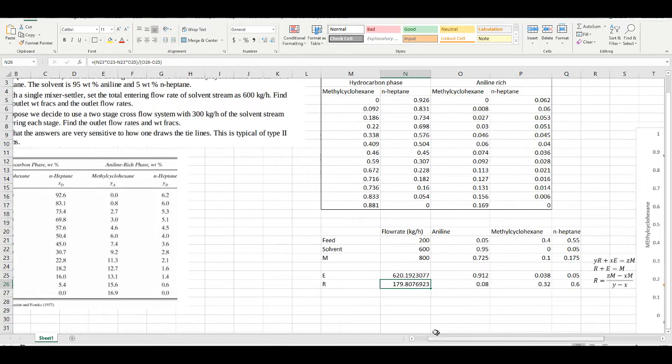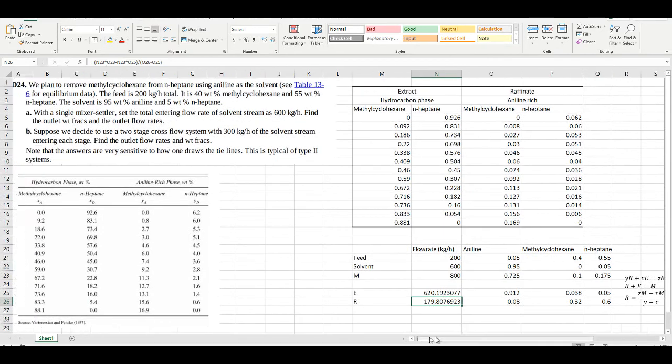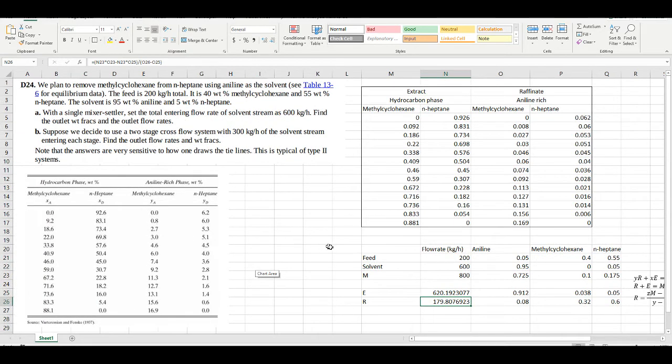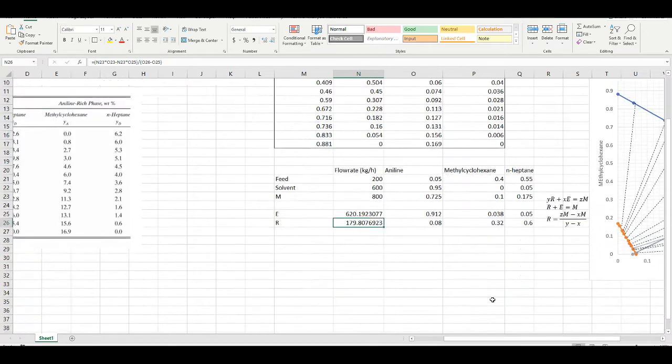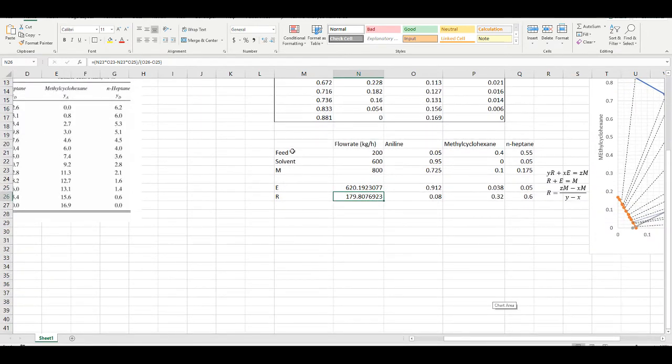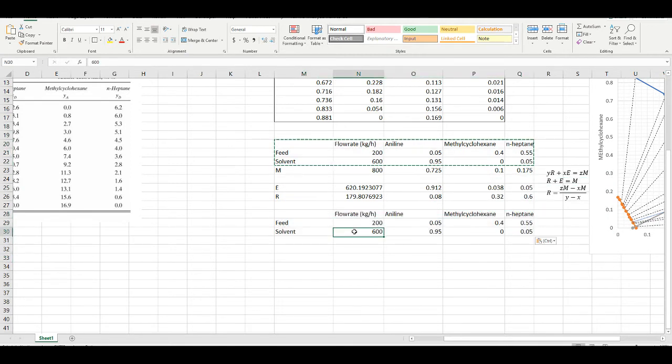Now for problem 2, they're asking us to use a 2-stage cross-flow system with 300 kilograms of solvent. So we're basically taking this solvent stream and dividing it in half, and then using 2 stages instead of 1. So what will this look like? First of all, let's create another section for the second part of the problem. This time the compositions are the same, it's just that the solvent is now 300 kilograms per hour.